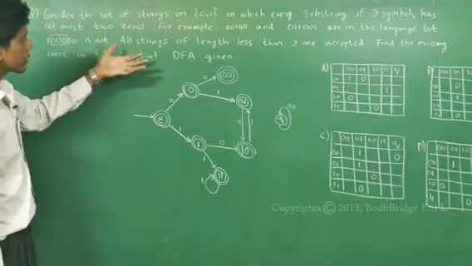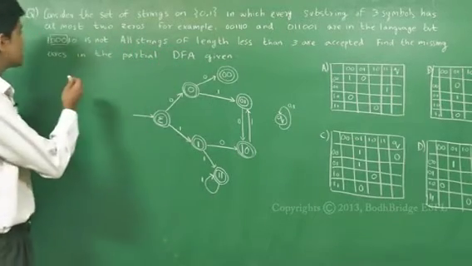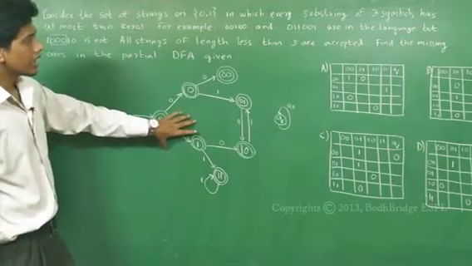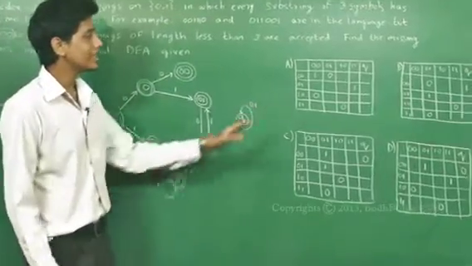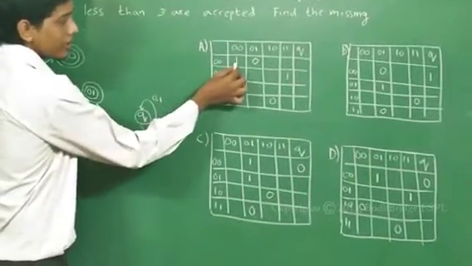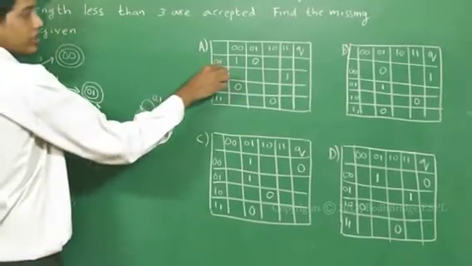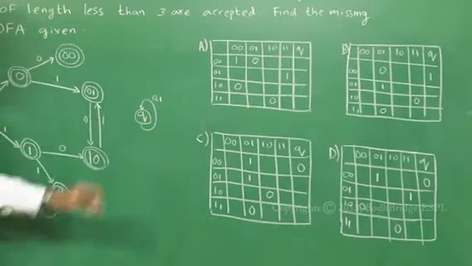So, continuing with the question, all strings of length less than 3 are accepted. Find the missing arcs in the partial DFA given. So, there is a DFA given and the 4 options are given in the form of a tabular column where each element is basically the input given. For example, this particular grid says that if I give an input 1 from state 00, it goes to state 00. So, the options are given in that format.